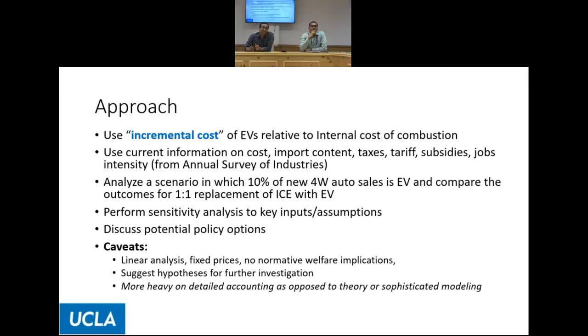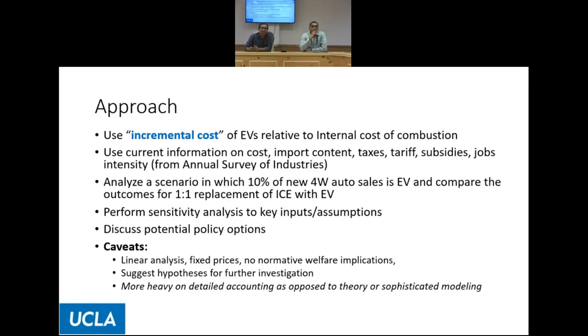So there are a lot of caveats I want to get out there. One is that it's a linear analysis. It assumes fixed prices, so it's sort of a Leontief analysis in some sense. There are no normative welfare implications. I don't have a theoretical or welfare economic model from which I start and try to derive the optimal conditions. There's no such thing there. I want to be very honest: what it does is derive some hypotheses for further investigation. Its strength is that it's very detailed. I'll try to show that it's a very detailed bottom-up cost estimation.